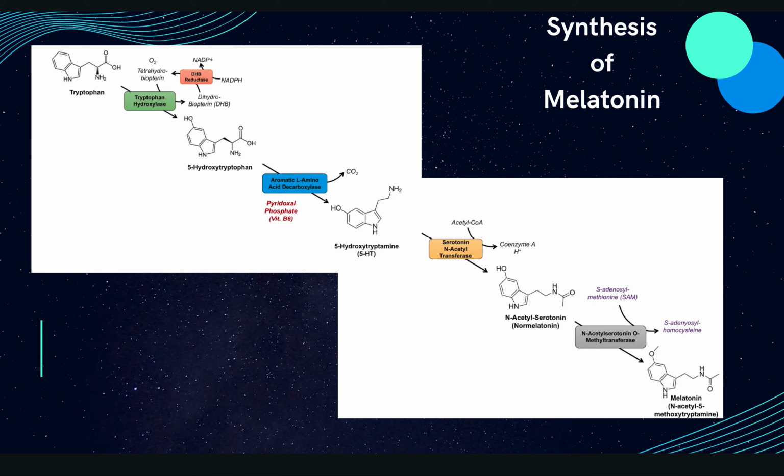And so then normelatonin, or N-acetylserotonin, turns into our final product, melatonin, with the enzyme N-acetylserotonin O-methyltransferase. Once again, as the enzyme name implies, a methyl group is transferred on where that hydroxyl group was first added. You can see that this methyl group is actually added on to the oxygen there. And so our final product is now melatonin, or N-acetyl-5-methoxytryptamine.